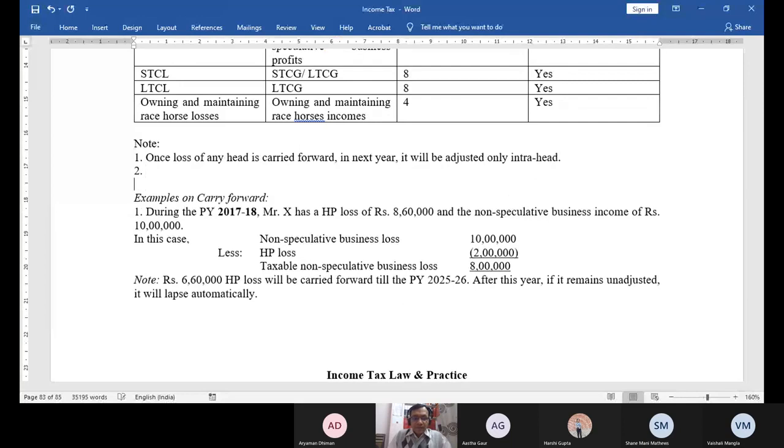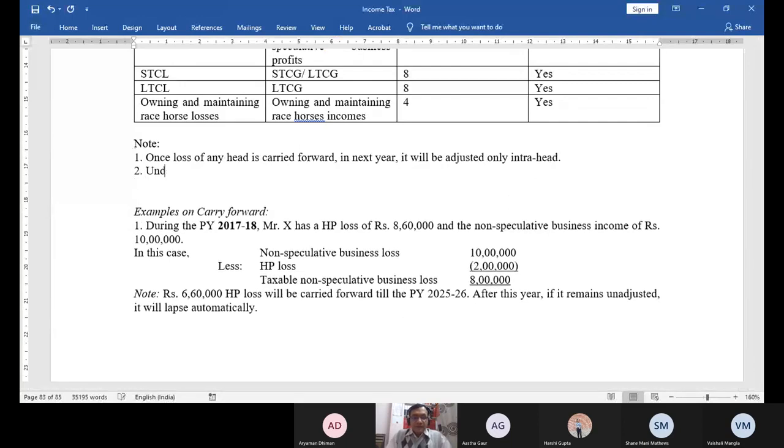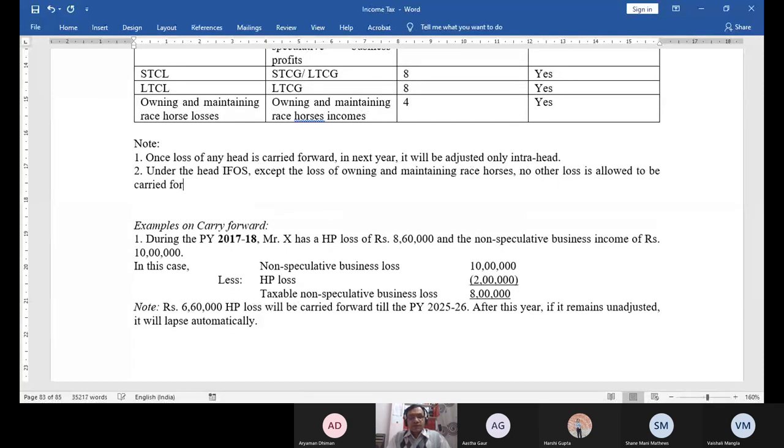And do you know what is note 2? Under the head income from other sources, except the loss of owning and maintaining resources, no other loss is allowed to be carried forward. It's not allowed. That is why it is missing in my table. This is the point.